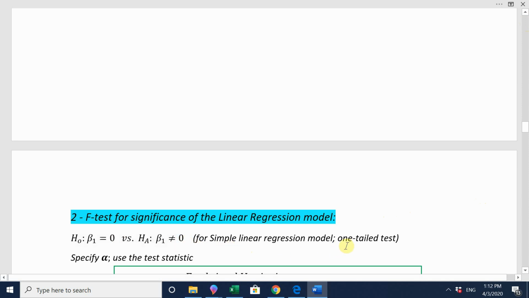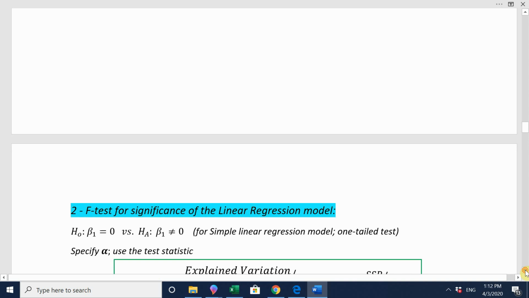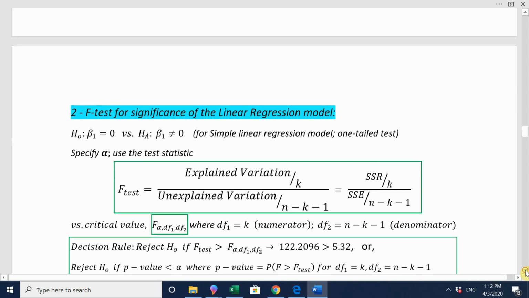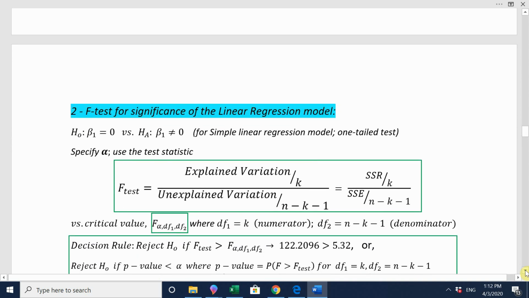However, here, this will remain a one-tailed test. It will not be two-tailed. In other words, we'll be comparing our test statistic F, which I'm going to explain to you in a little bit. We will be comparing it to a critical F value for alpha and not alpha over 2. It will be for alpha right here.